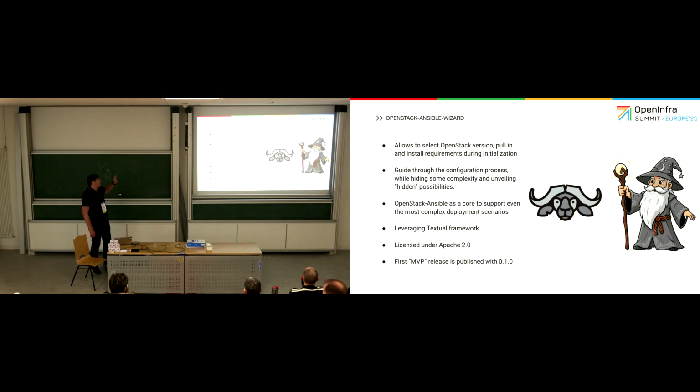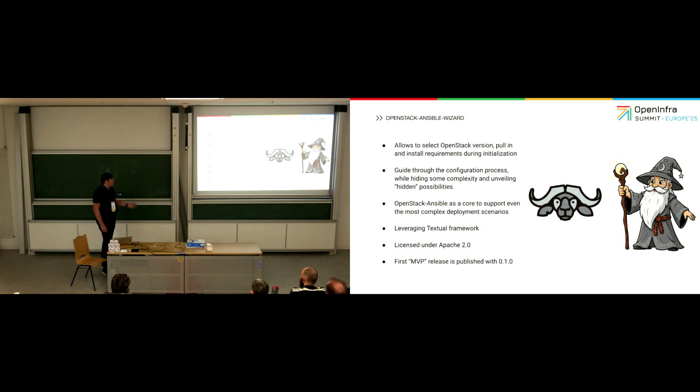And I created this OpenStack-Ansible wizard. From the start, you select the OpenStack version, pull it in, prepare your hosts, configure the inventory, and configure some parameters and obvious choices. I selected OpenStack-Ansible as the core because I'm also the project leader for OpenStack-Ansible, so it's the thing I know best.